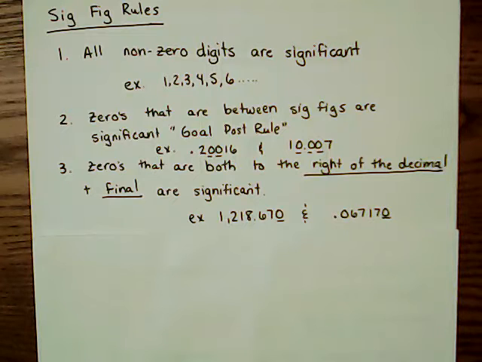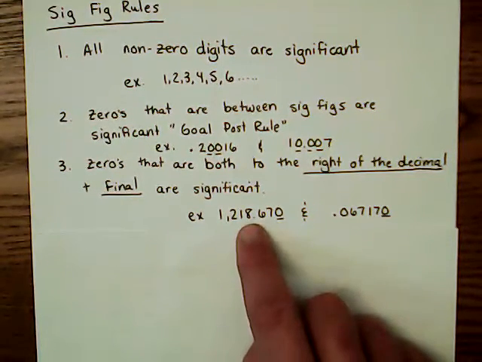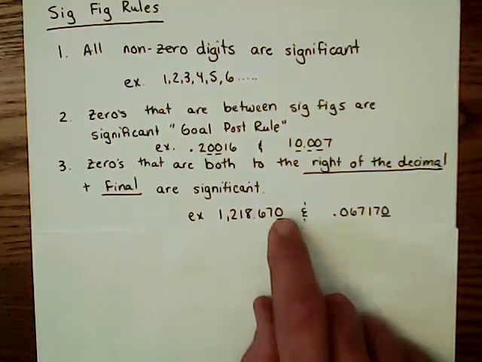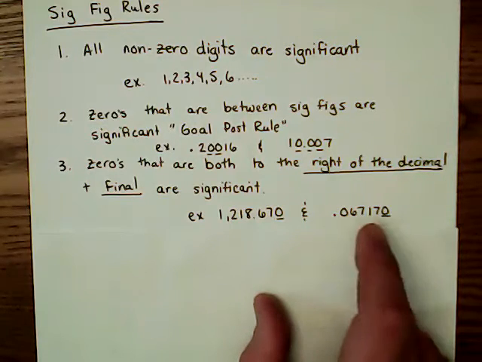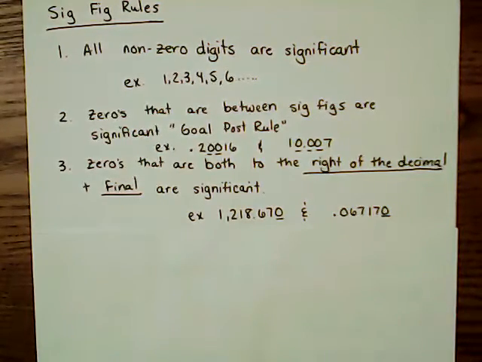Rule 3, zeros that are both to the right of the decimal and final are significant. They have to be both. It's not one or the other. They both have to be to the right of the decimal point. Here's the decimal point, to the right, and final, the very last digit. This is to the right, but it's not final, so it's not significant. This 0 is to the right of the decimal point and final, so it is significant. So those are your three rules that we use for identifying sig figs.